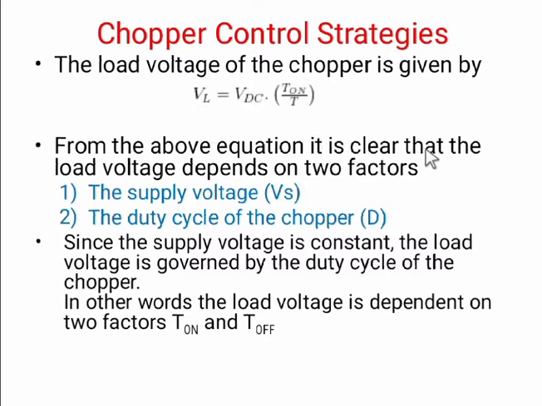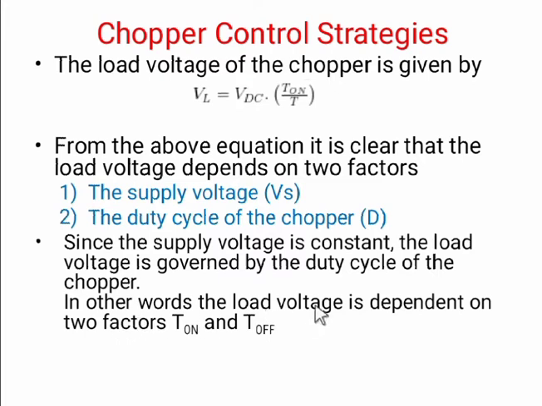From the above equation it is clear that the load voltage depends on two factors. One is the supply voltage Vs, which is indicated here as VDC, and the other is the duty cycle of the chopper, D. So by changing either the supply voltage or the duty cycle we can change the output voltage of the chopper. Since the supply voltage is constant, the load voltage is governed by the duty cycle of the chopper. The input voltage VDC is kept constant, so by changing the duty cycle we can change the output voltage.